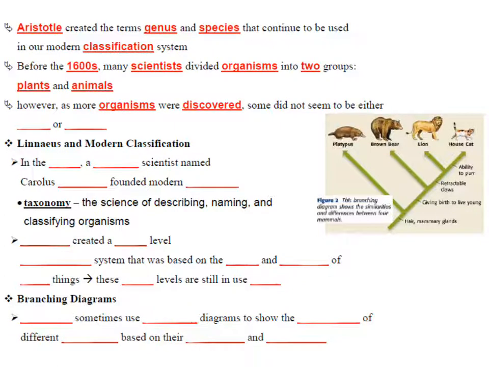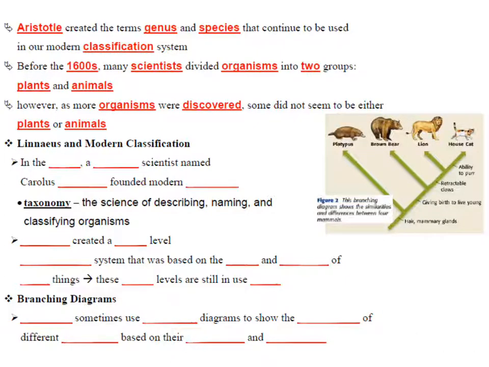So as more organisms were discovered, whether through the use of microscopes or just simple collection and observation, some of them really seem not to fit into either of these categories. They didn't seem to be either plants or animals.